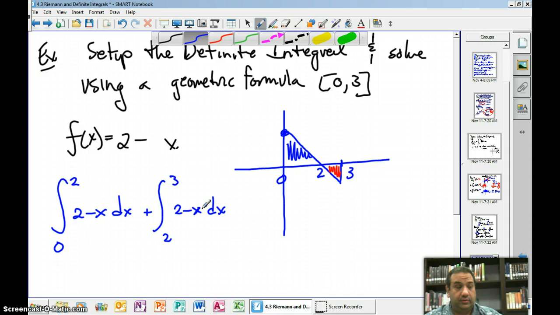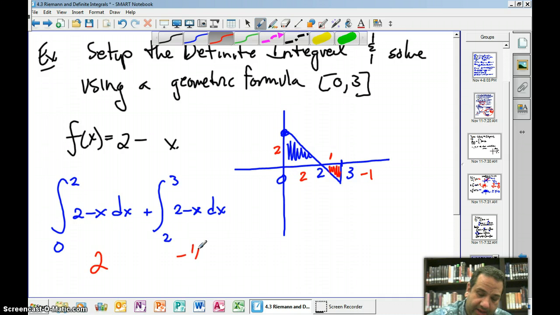So these are triangles. Oh yeah. Triangles are 1/2 base times height. So this is 2. This is 2. So the area of that triangle is 2. 1/2 base times height. This is a triangle too. This is 1. And how high does it go? Actually, it goes -1. So it's going to be -1/2. Or 1/2, and since it's below the x-axis, it would be -1/2. So the answer to this is 1.5.